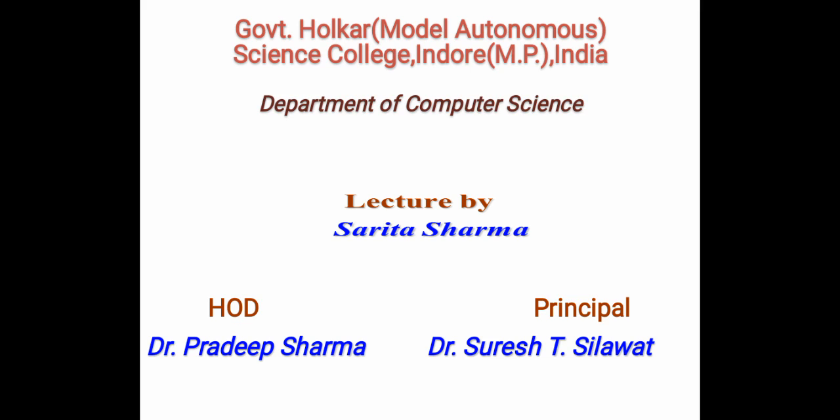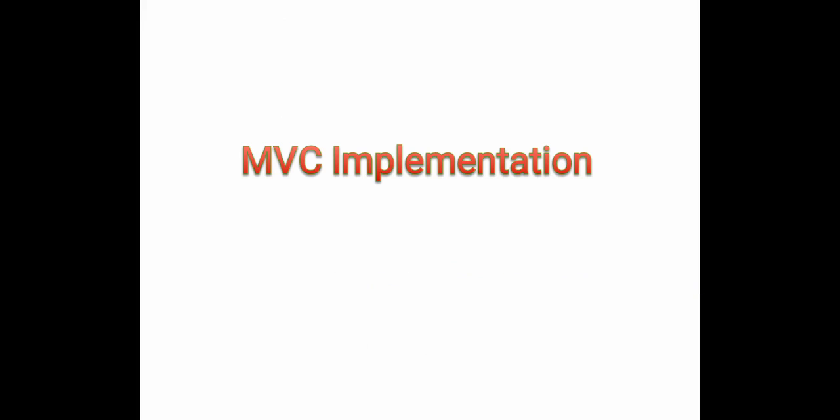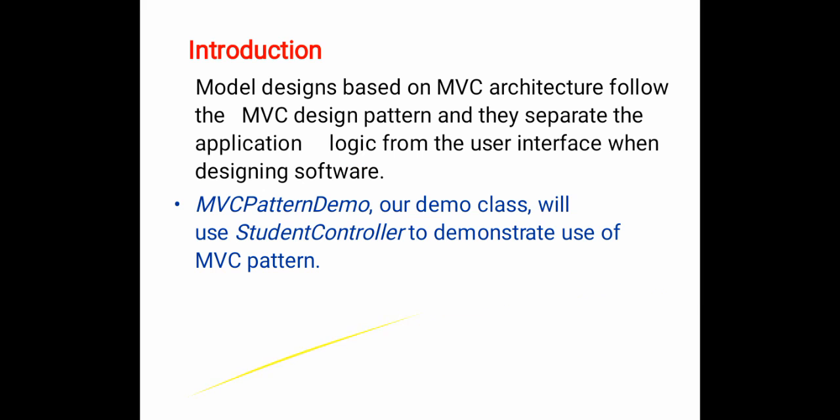Today we are learning implementation of MVC architecture. What is MVC, why we use it and what are the advantages of it were discussed in the previous lecture. Today we are discussing implementation of MVC. MVC model designs based on MVC architecture follow the MVC design pattern and they separate the application logic from the user interface when designing software.